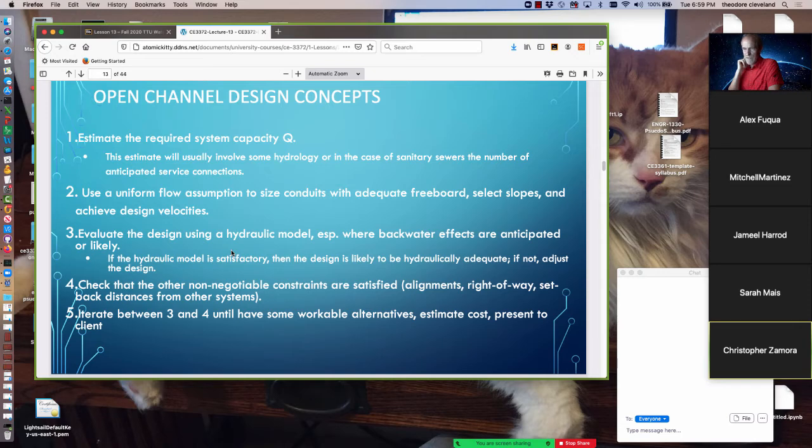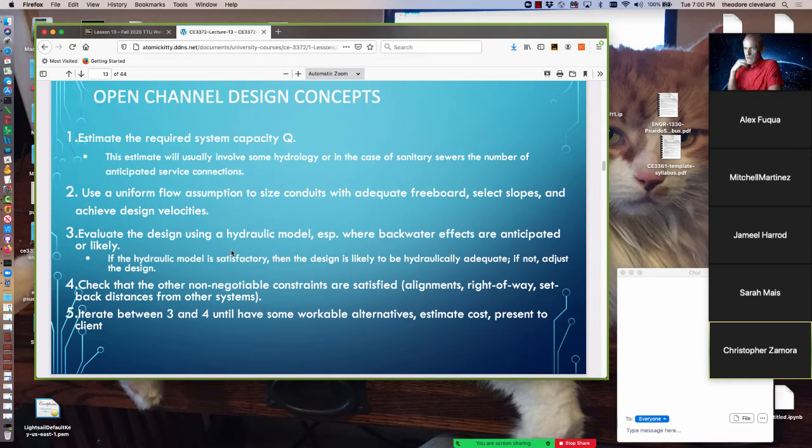Then generally we would check that the other non-negotiable constraints are satisfied. Do we have adequate alignments? Are we building the system in the actual right-of-way? Have we produced the system with proper setbacks from other systems? Stormwater systems and sanitary sewer systems have mandated setbacks from water distribution systems and other underground utilities. And so when we get to detailed design, we have to check that what we're proposing doesn't encroach on the existing underground facilities.